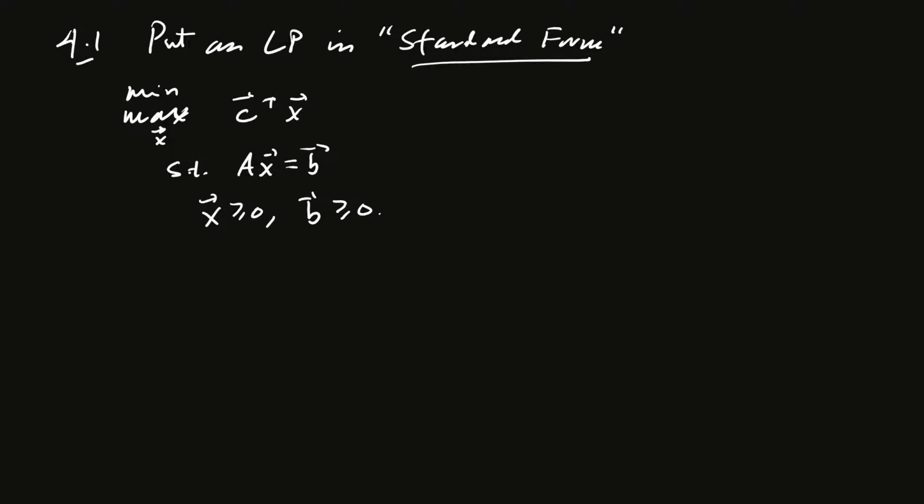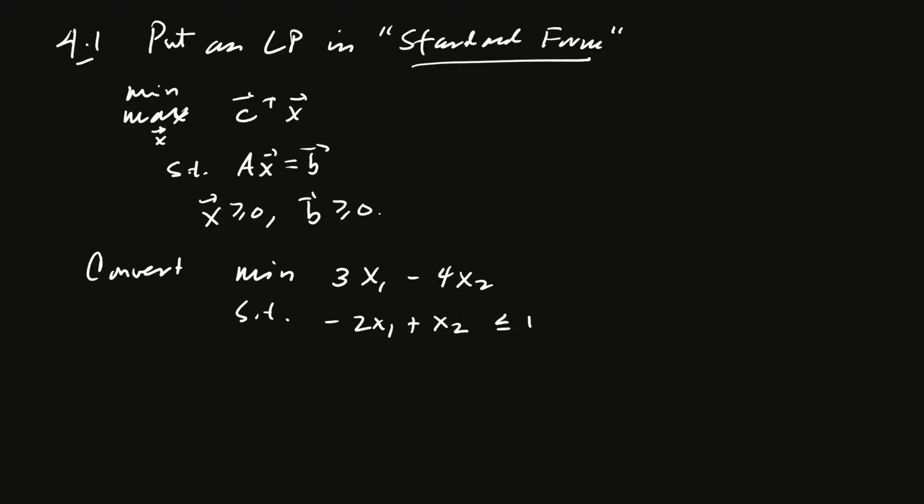So, just as an example, let's convert a minimum problem: minimum 3x1 minus 4x2, such that minus 2x1 plus x2 is less than or equal to 1, minus x1 plus 2x2 is greater than or equal to 5, and x1 plus x2 is less than or equal to 7, with x1 being greater than or equal to 0 and x2 being unrestricted in sign.